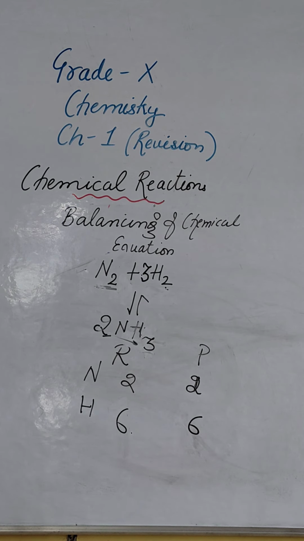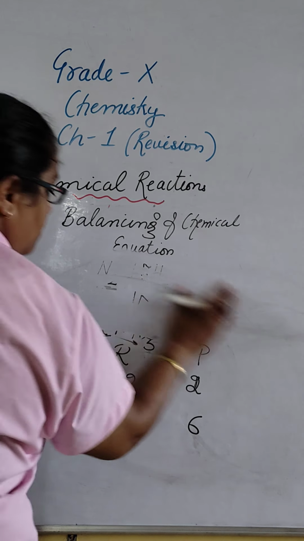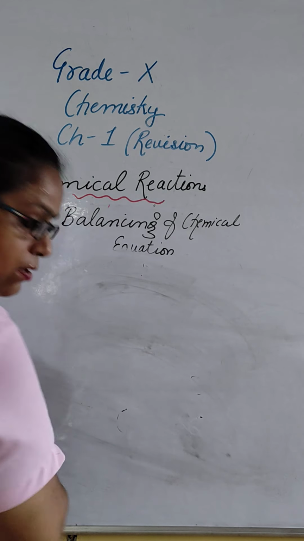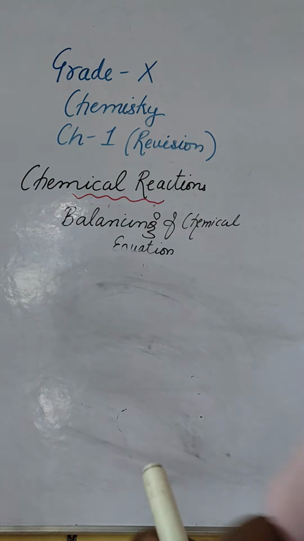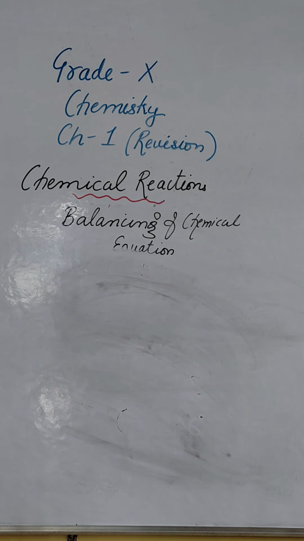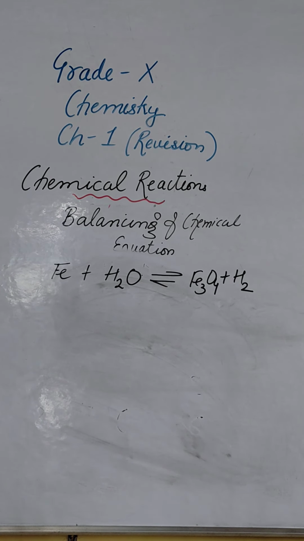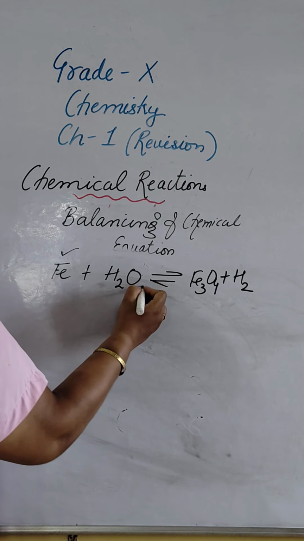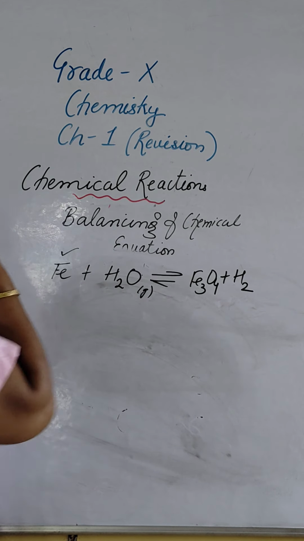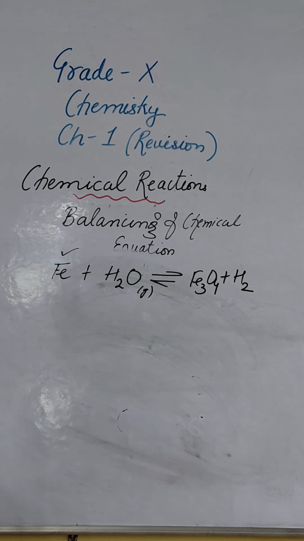Fine. It is the most important topic. Always do practice. You cannot change the formula. See one more question. We can do one more question. See this equation. Iron reacts with steam to form Fe3O4 plus hydrogen.